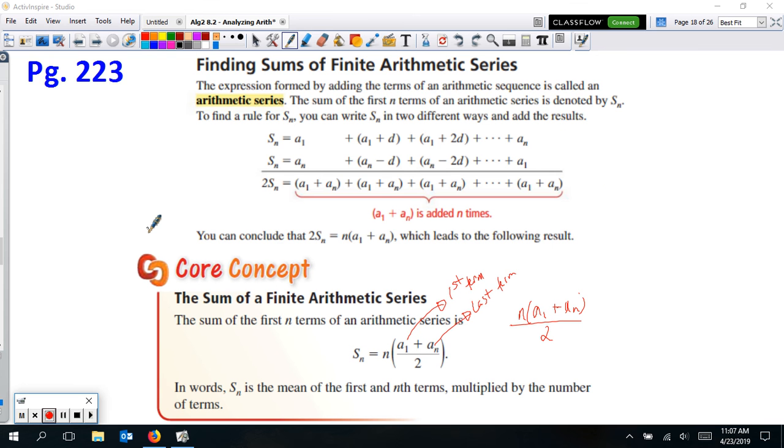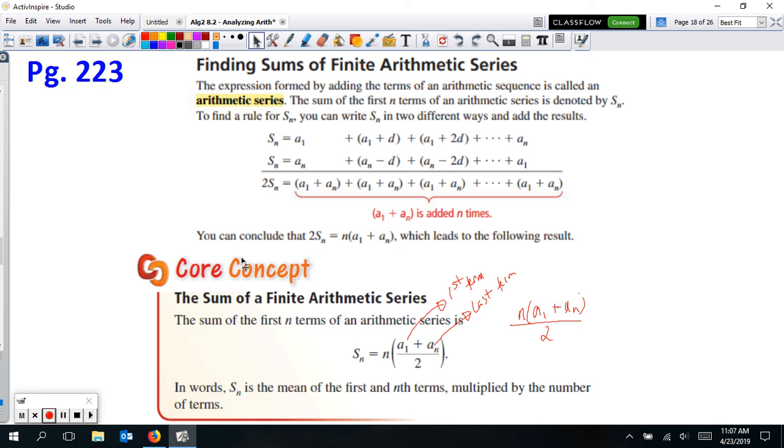All right, so back to 223. So in your vocabulary for an arithmetic series, what you're going to say is basically it's adding all of the terms in an arithmetic sequence. So the expression formed by adding the terms of an arithmetic sequence is called an arithmetic series. So that's what you're going to say for this one: arithmetic series is adding the terms of an arithmetic sequence.